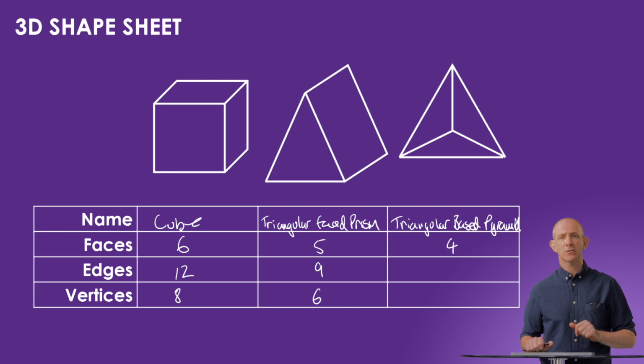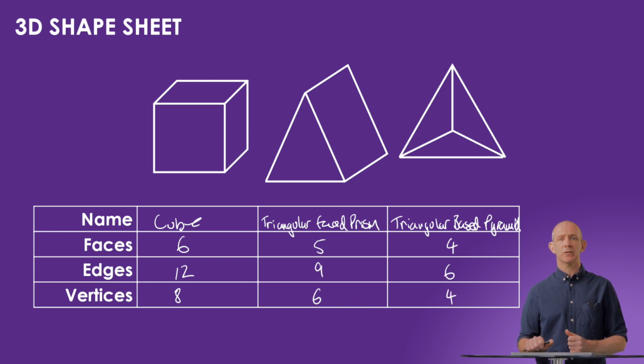It has 6 edges, 3 around the base and 3 going up the sides. It has 4 vertices or corners, 3 around the base and 1 at the top. Those are some of the 3D shapes that we'll look at. As you can imagine, you could have many more faces to a prism or a pyramid, but remember to describe them as the front face for the prism and the base for a pyramid.